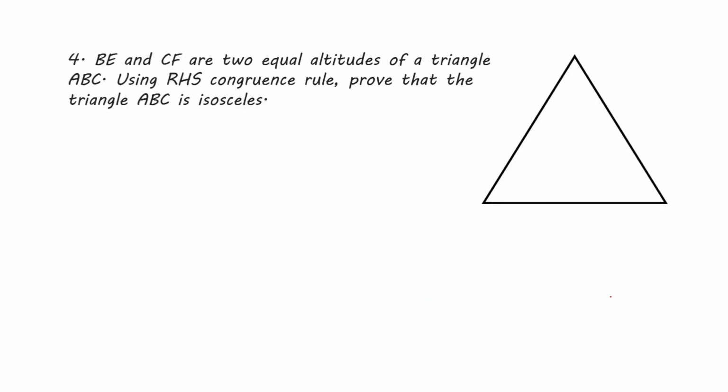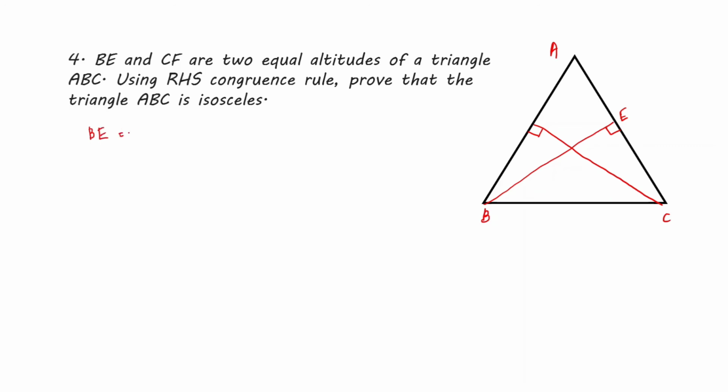Now let's look at the next question. BE and CF are two equal altitudes of a triangle ABC. Let's draw a triangle ABC. Let's draw an altitude BE and an altitude CF. We need to prove using RHS congruency rule that triangle ABC is an isosceles triangle. How do we do that? Let's look at the question.